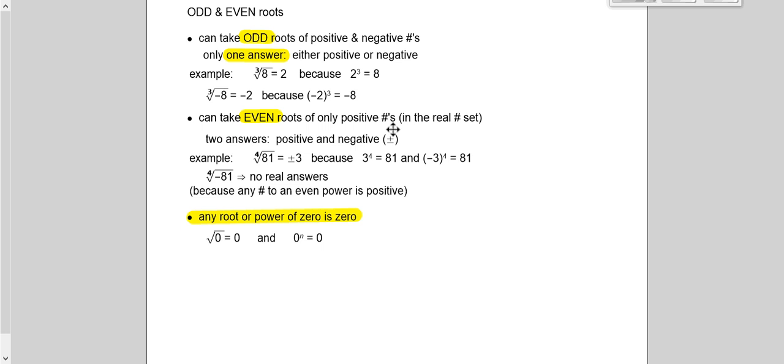You have 2 answers, positive and negative. For example, 4th root of 81 is plus and minus 3. 4th root of negative 81, no real answers. Any root or power of 0 is 0. Okay, so even roots, we're looking for 2 answers. Odd roots, you get just 1.